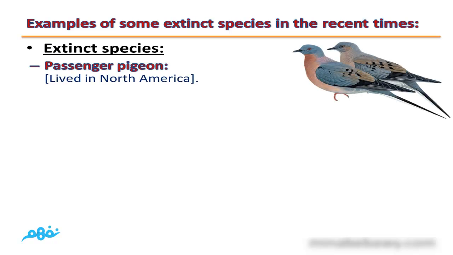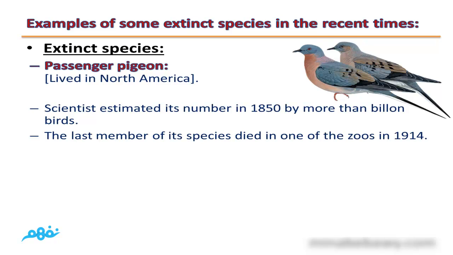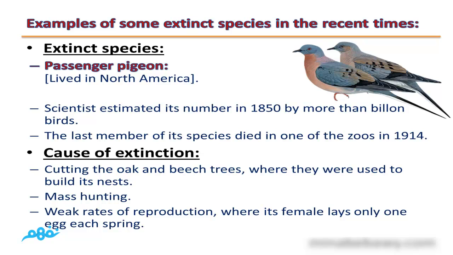The second extinct species, the passenger pigeon, which lived in North America. Scientists estimated its number in 1850 at more than a billion birds. The last member of its species died in one of the zoos in 1914. Causes of extinction. Cutting the oak and beech trees where they were used to build its nests. Mass hunting. And finally, weak rates of reproduction, where its female lays only one egg each spring.